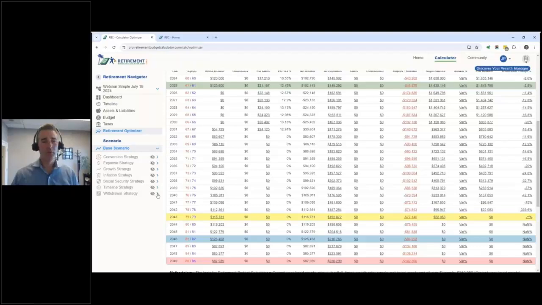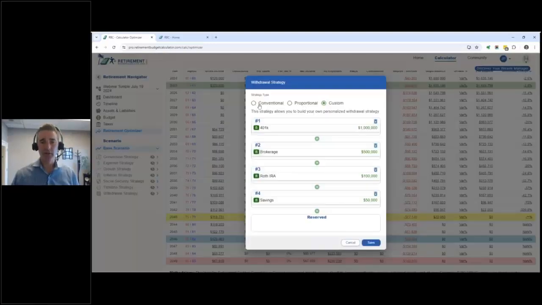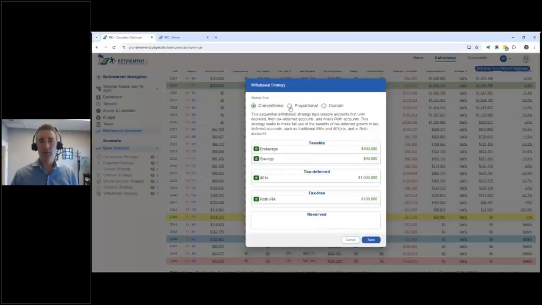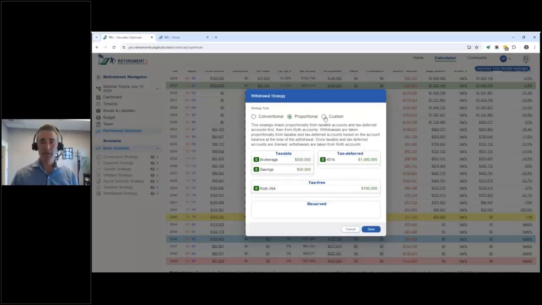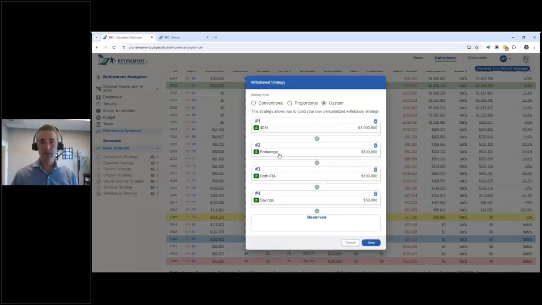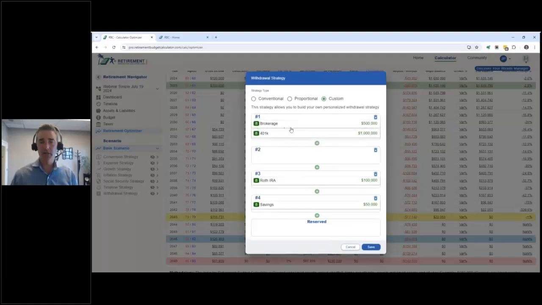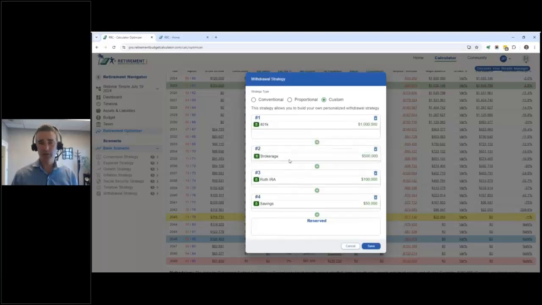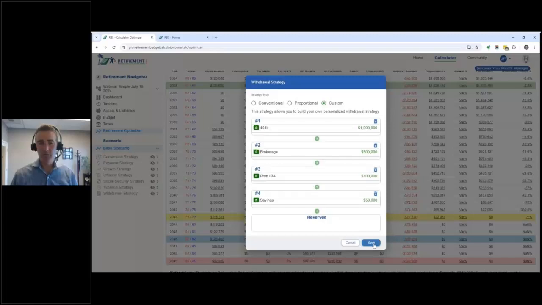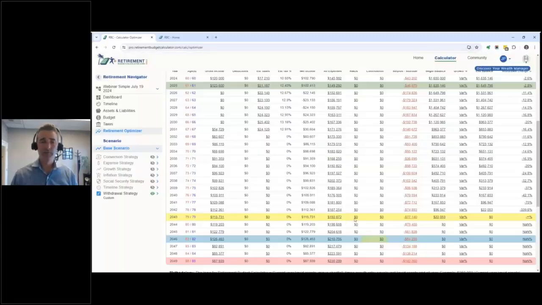And then, of course, our withdrawal strategy feature, we've got the conventional withdrawal strategy, we've got proportional withdrawal strategy, or a custom withdrawal strategy. And you can drag and drop to customize this withdrawal strategy for your specific situation. So you can play around with the withdrawal strategy and figure out what's going to work best for you.